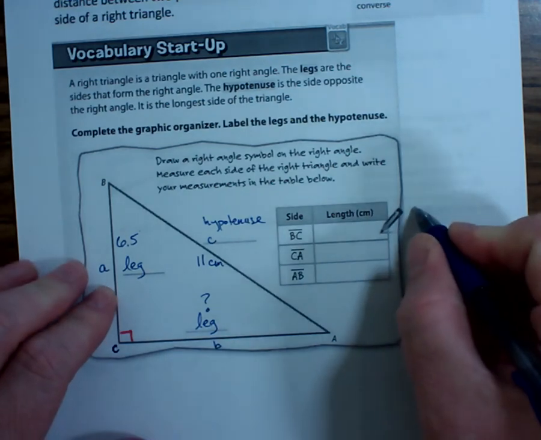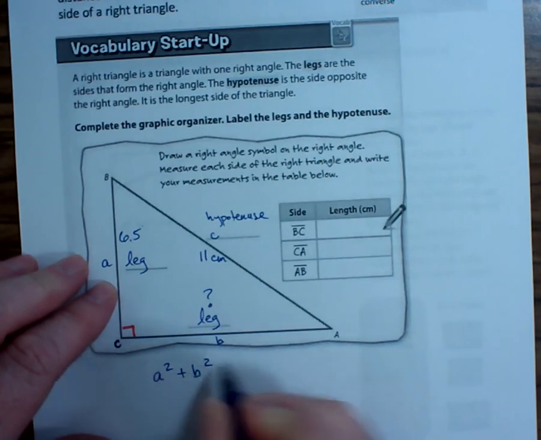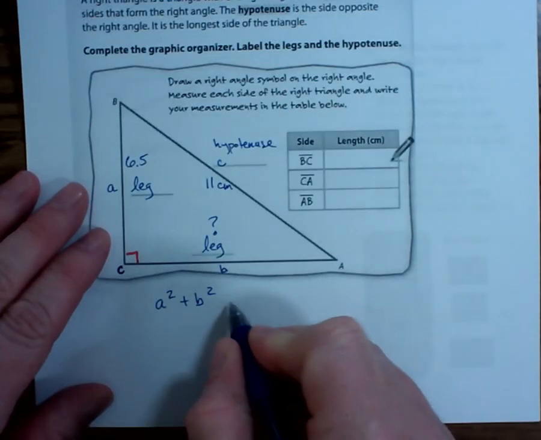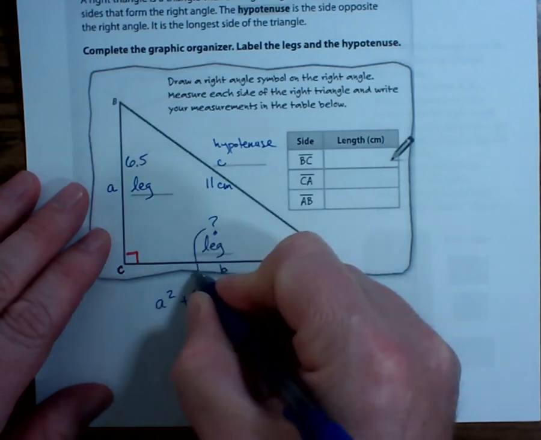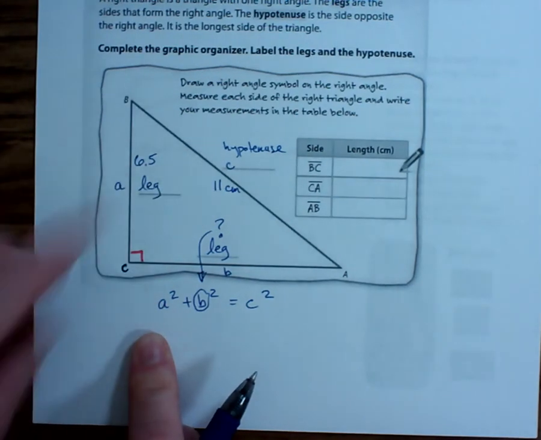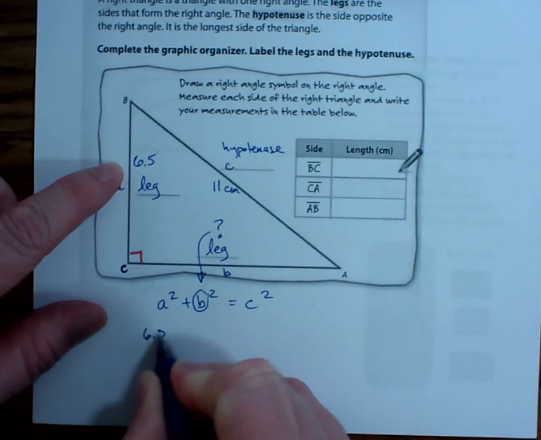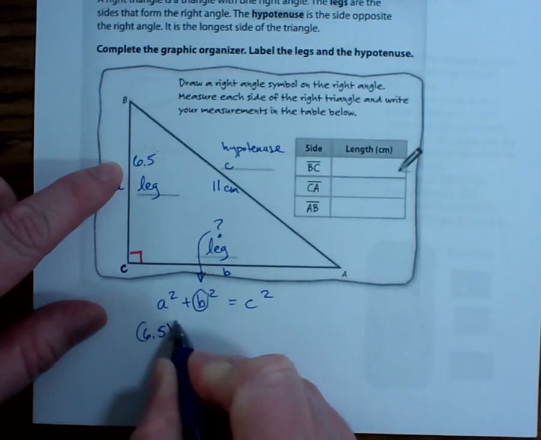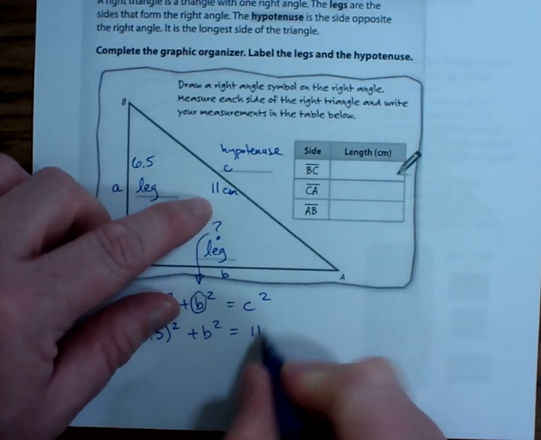I have the Pythagorean theorem is A squared plus B squared equals C squared. So I don't know B, this is my unknown thing. But I know A and I know C. So now I can put in there 6.5 squared plus B squared equals C squared, which is 11 squared.